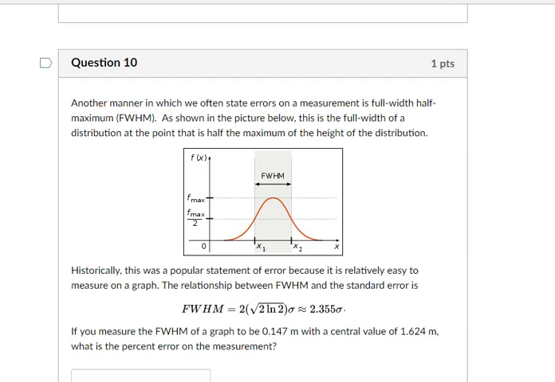Number 10, and then after number 10, I'll stop this version, and we'll discuss problems 11 through 15 in a separate video.